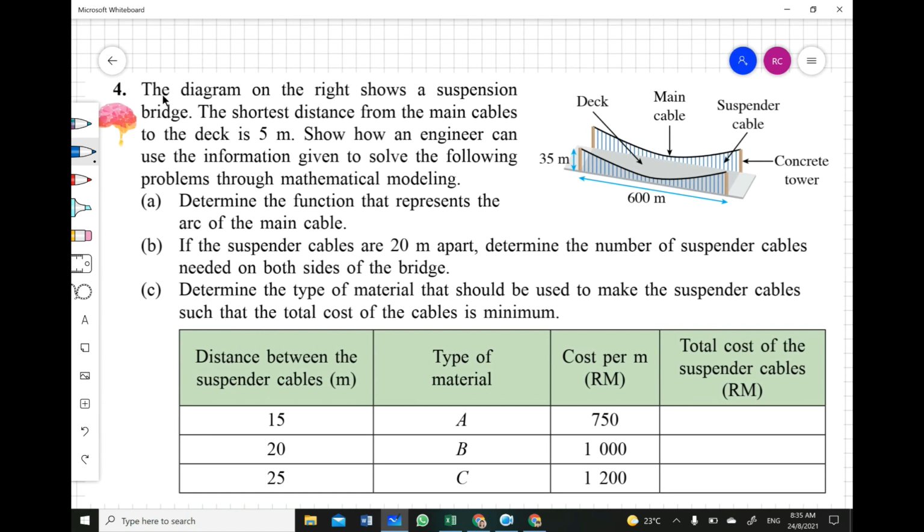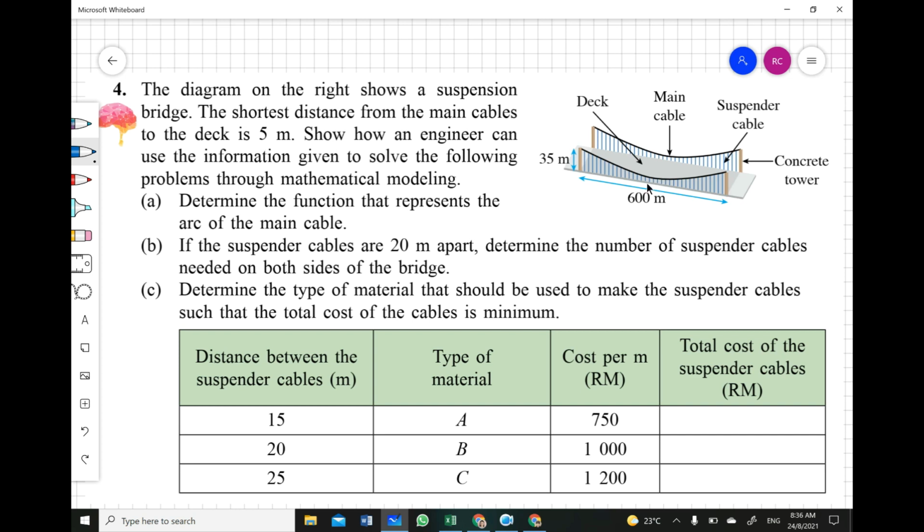Look at number 4 here. The diagram on the right shows a suspension bridge. The shortest distance from the main cable to the deck is 5 meters. Let us look at the deck. This is the deck, the one in gray here. They show it using the arrow. So they gave you the information that the shortest distance from the main cable to the deck is 5 meters.